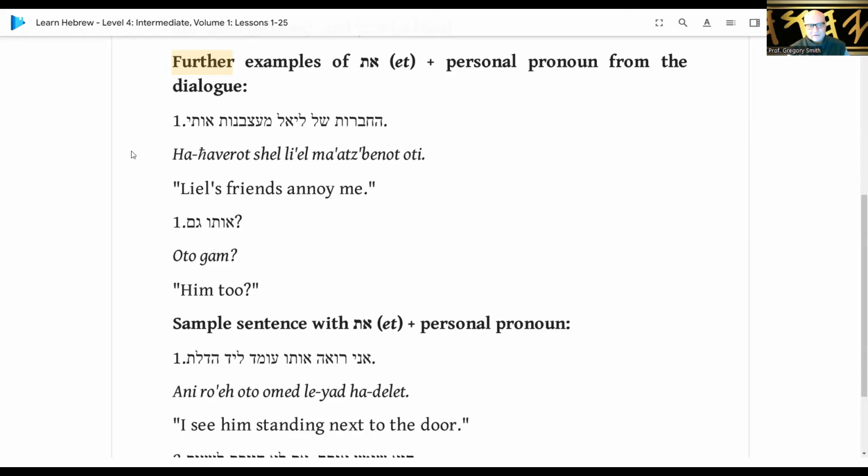All three of these programs are at the intermediate level. Today I'm going to work a little more on this Learn Hebrew Level 4 Intermediate Level Volume 1. There are 25 lessons. In this program, each lesson is basically a conversation, and then they break the conversation down into its grammatical points. They use each word in the vocabulary in a different way, so it can be very useful to see other contexts in which it can be used.